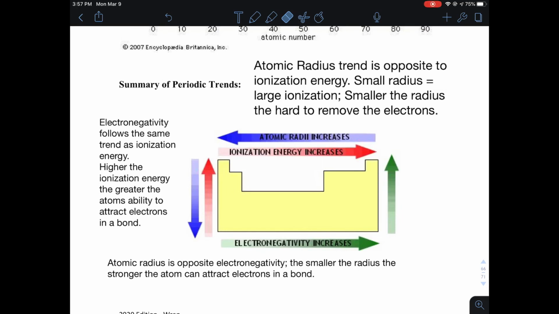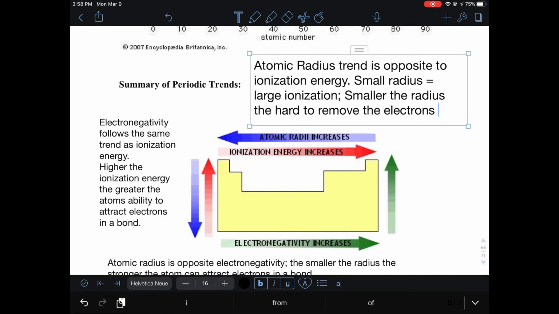All right, and we're back to our summary. So atomic radius trend is opposite to ionization energy. Small radius, large ionization. Because the smaller the radius, the harder to remove the electrons. The greater the nuclear attraction from that small r. Electronegativity follows the same trend as the ionization energy.